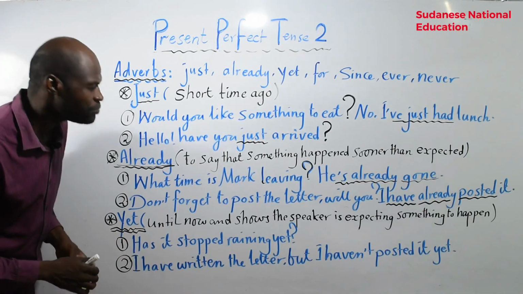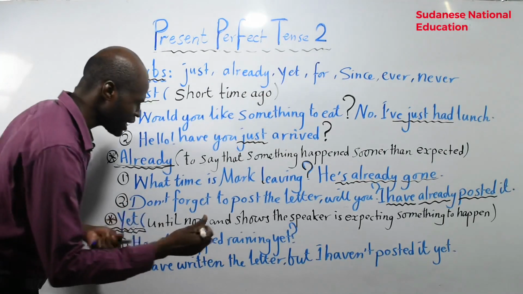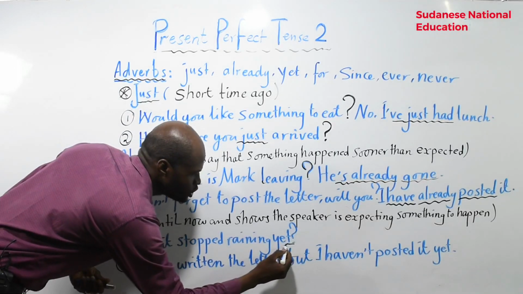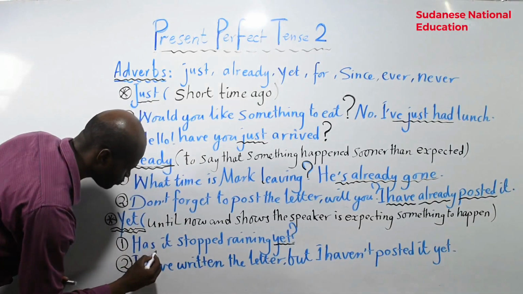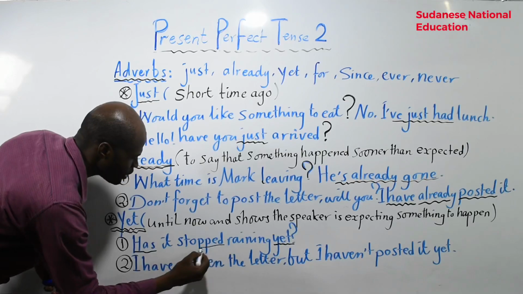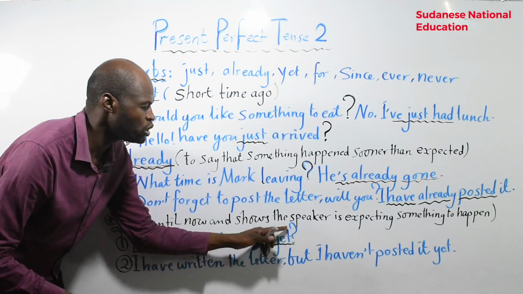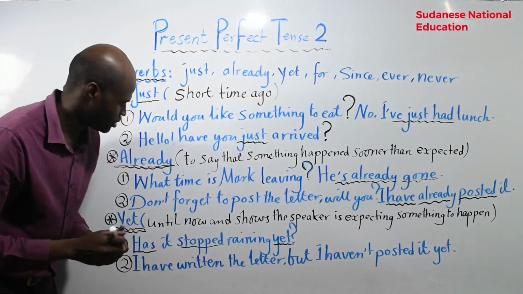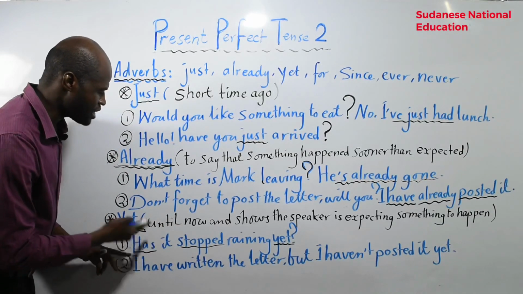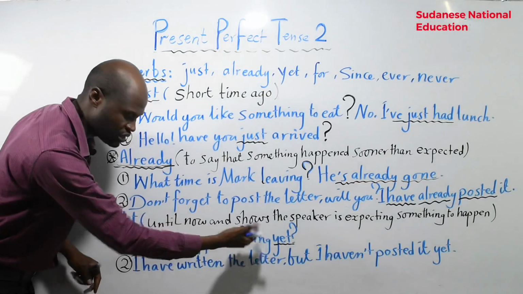Has it stopped raining yet? This is the place where we use yet. And we use it with these types of sentences. Number one, we use it with questions. So like here, has it stopped raining yet?